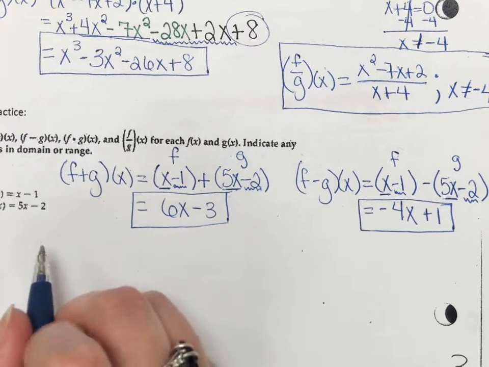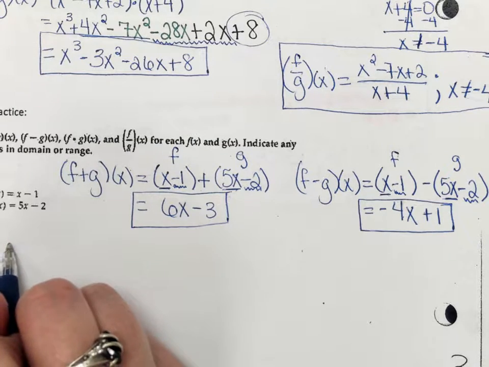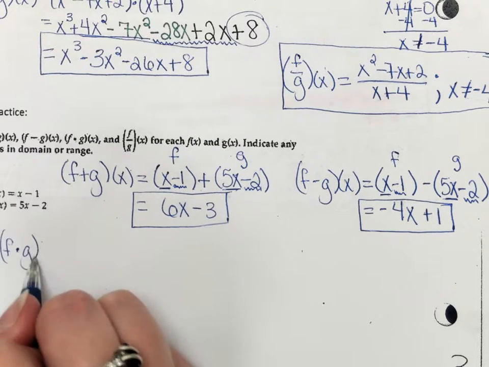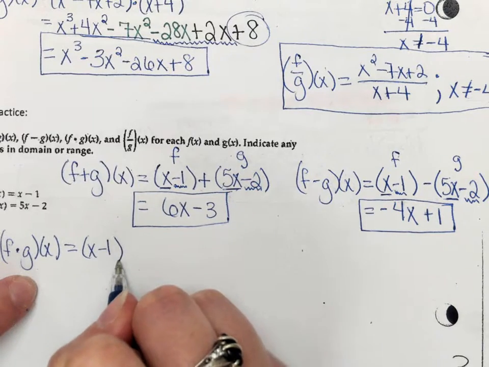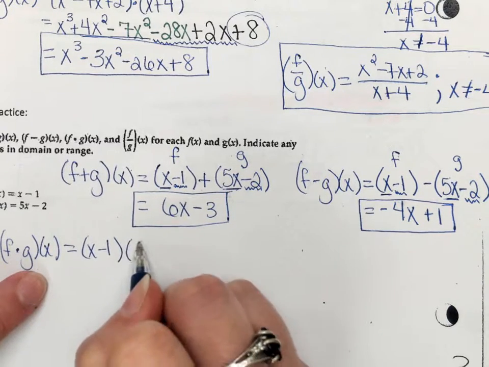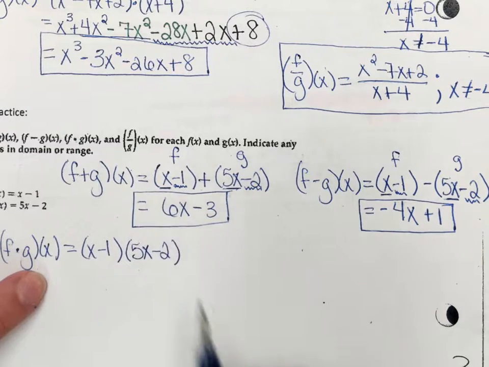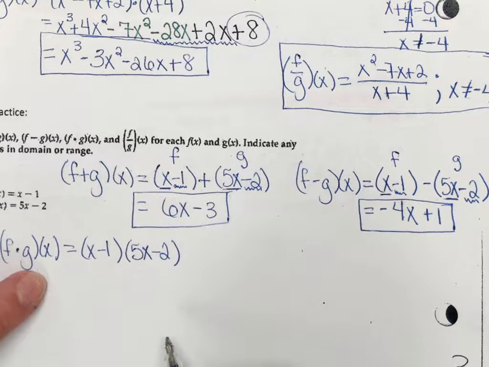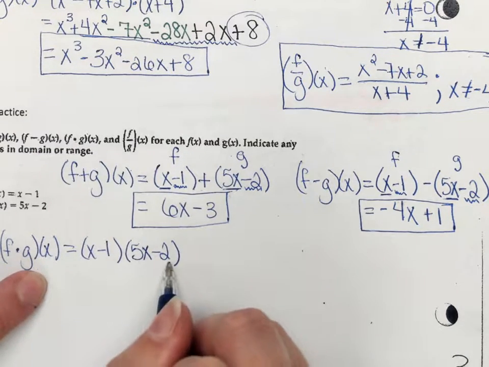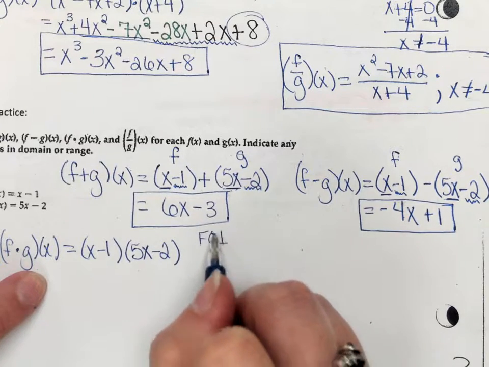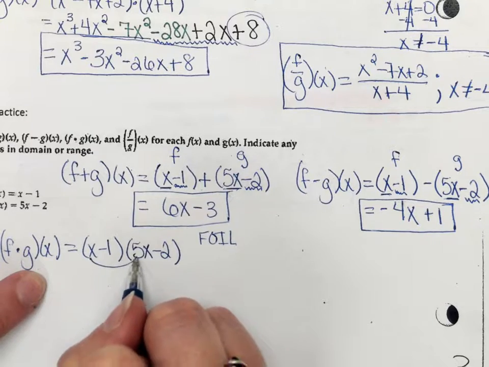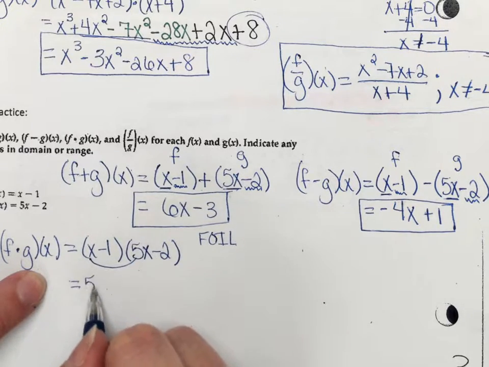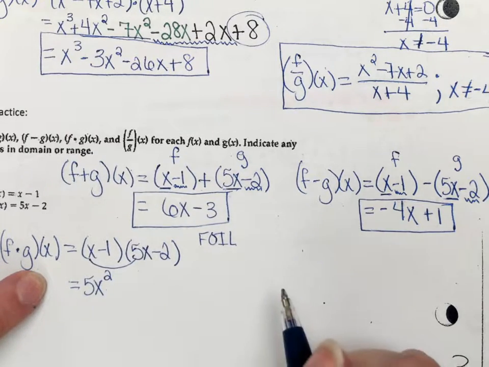All right, then we're going to do multiplication. So we're going to do f times g of x. So our f of x was x minus 1. Our g of x was 5x minus 2. You have two binomials. You have 4 terms. That's when you use the FOIL. I know it's been a minute since we've done it. All right, so your first is x times 5x, which is 5x squared.